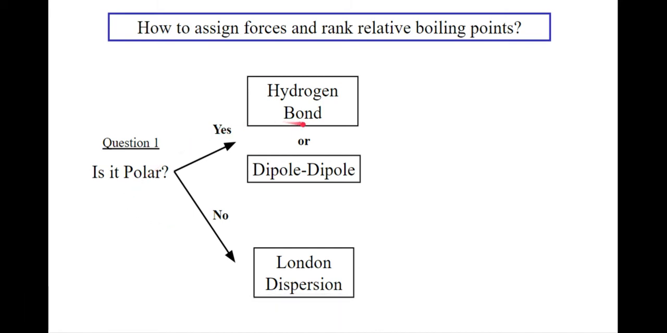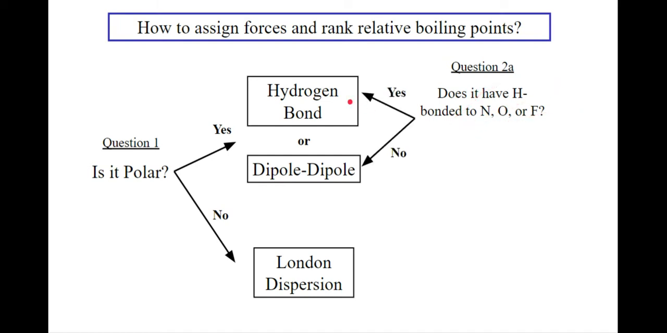Now, if it is polar, then you have another question to ask, because it could be either hydrogen bonding or dipole-dipole. So the way we distinguish is we ask, does it have hydrogen bonded to one of these three special magical elements? If the answer is yes, oh good, it's hydrogen bonding. If it's no, if it's polar but just weakly polar, then it's dipole-dipole.